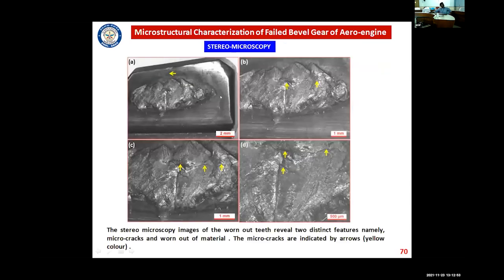And as I mentioned, this is the stereo microscope image of the teeth. On the teeth surface, when I looked closely, we observed some kind of micro cracks here. So you can see the micro cracks.